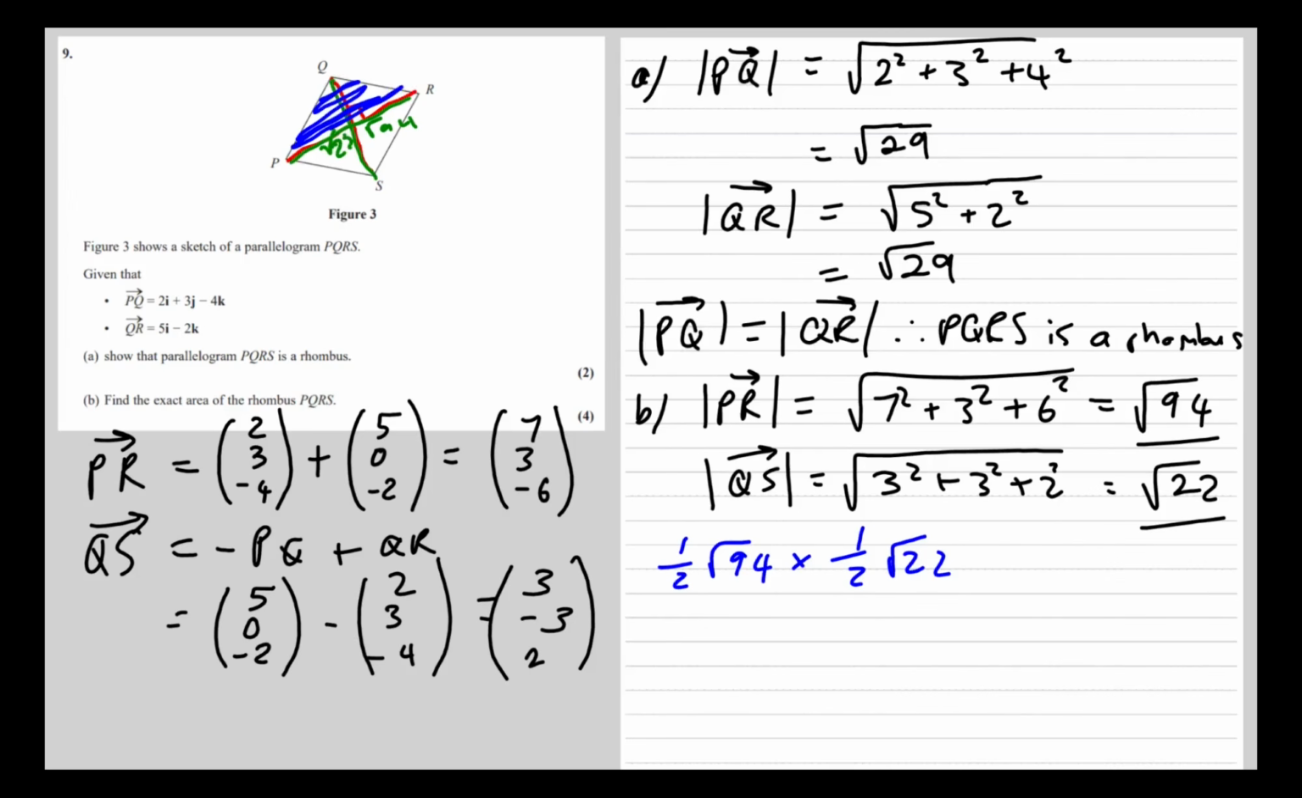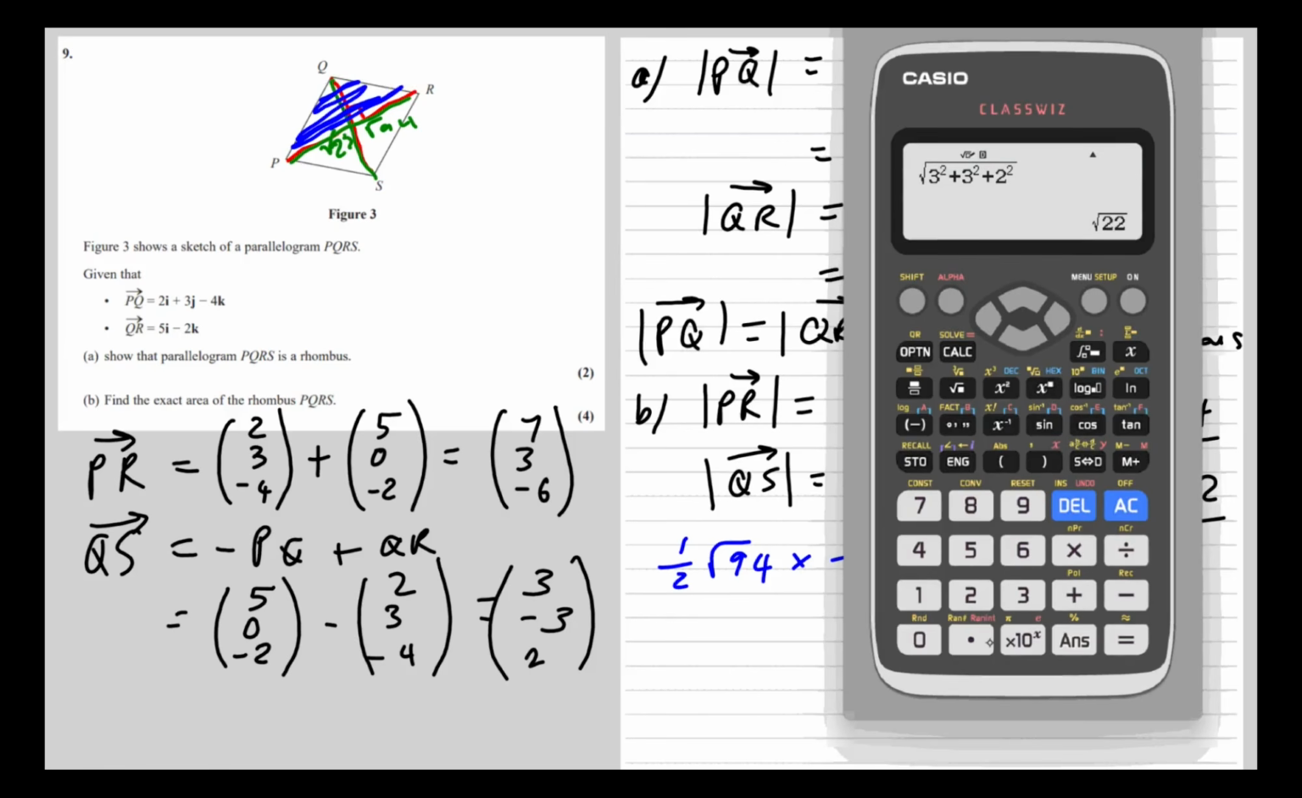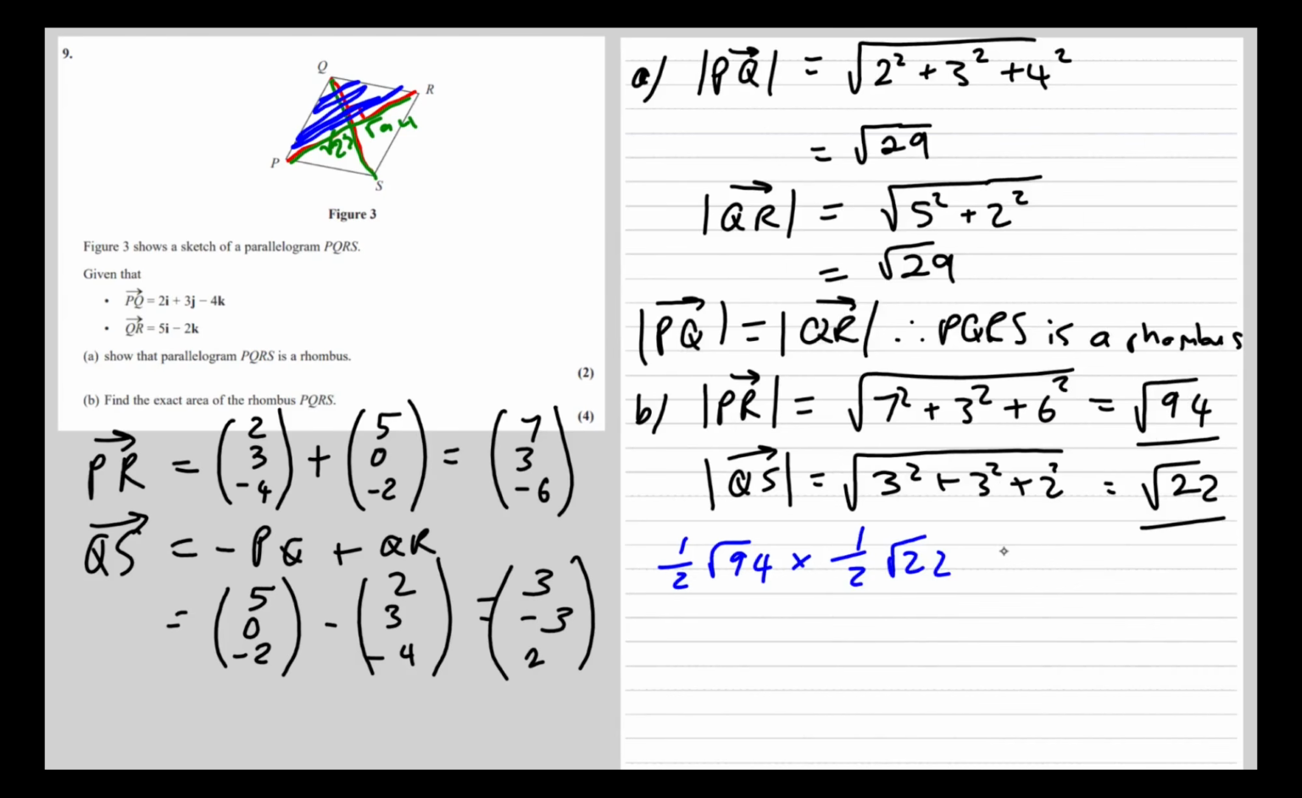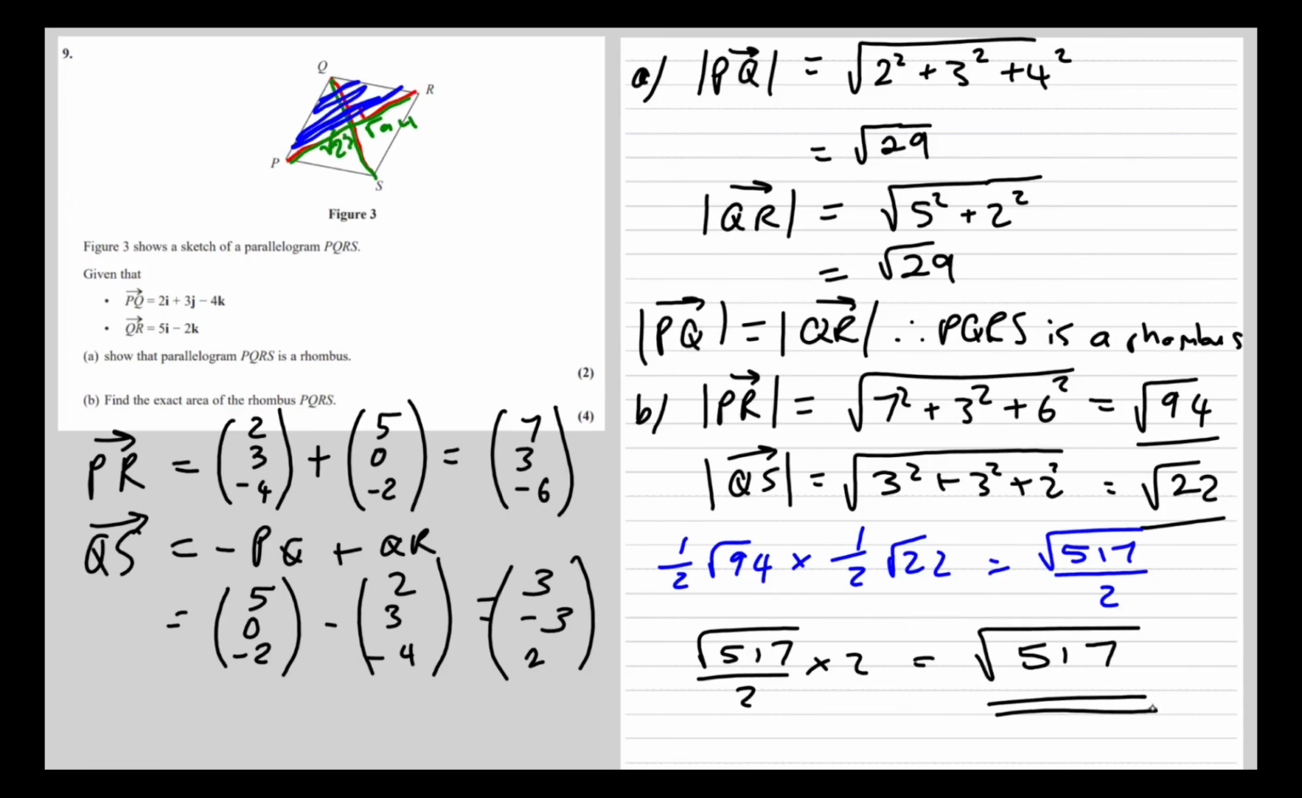And for the whole shape, we're just going to double this. So let's type that in the calculator first. Half of root 94 times half of root 22. So that's root 517 over 2. And then we're just going to double that answer. Root 517 over 2 times 2 is root 517. So that's the exact area of the rhombus.